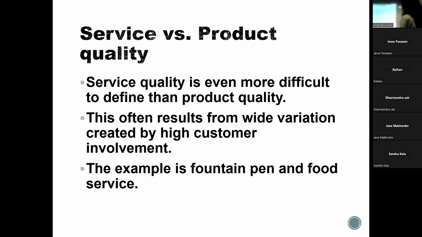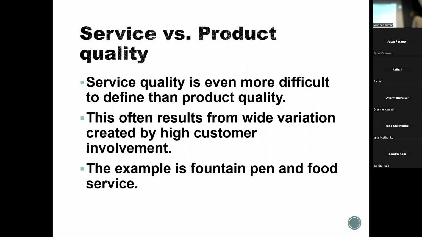Now again, service versus product quality. So far, we saw what a product is. We were talking about software, right? So software is a product. Now, if I talk about service, then defining quality will be more difficult than what we were seeing for a product. For a service, quality is even more difficult to define than product quality.